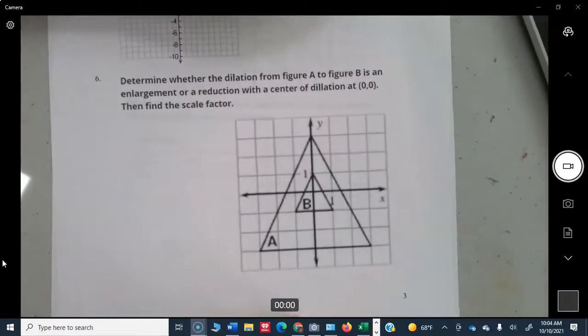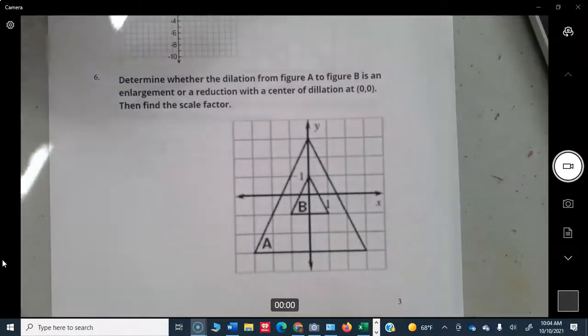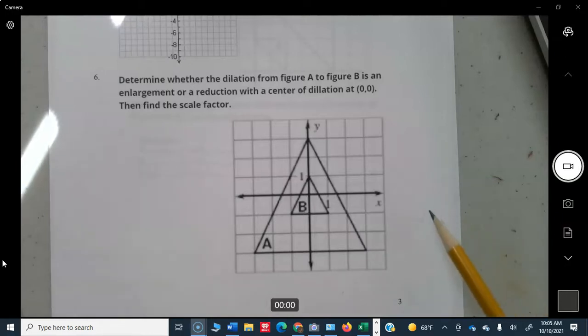Now we're getting two-dimensional figures, not just lines. So determine whether the dilation from figure A to B is an enlargement or a reduction with the center of dilation at 0, 0. Then find the scale factor. Well, it's pretty obvious. You don't even have to take math class to see that B is smaller than A. So it's a reduction. Now what do you do to find the dilation?